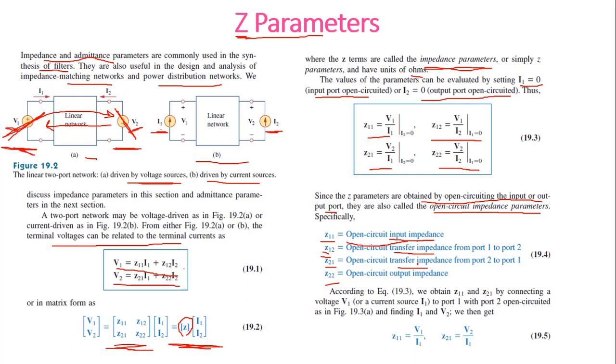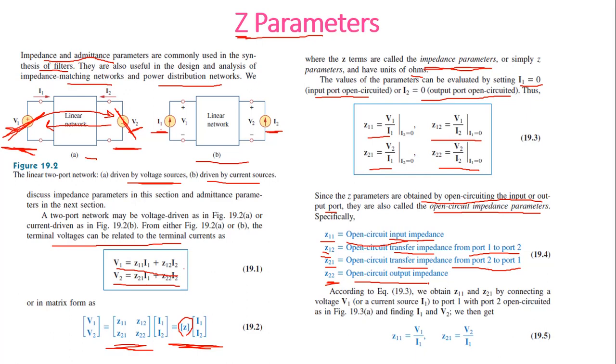So it is called transfer impedance. Z12 is called the open circuit transfer impedance from port 1 to port 2. Then Z21 is called the open circuit transfer impedance from port 2 to port 1. And Z22 is called the output impedance. We obtain this output impedance by open circuiting the terminals, so it is called the open circuit output impedance.